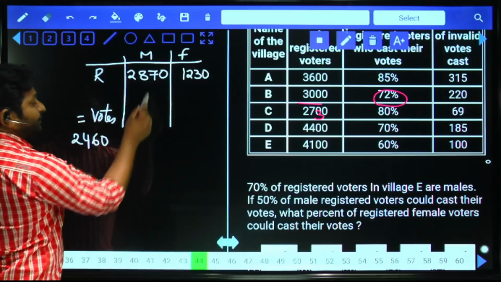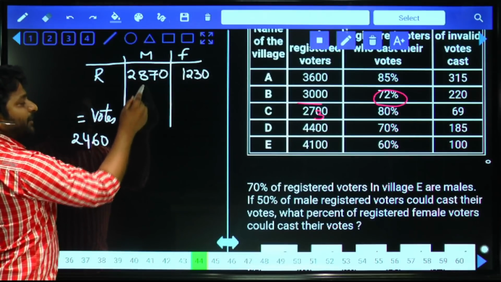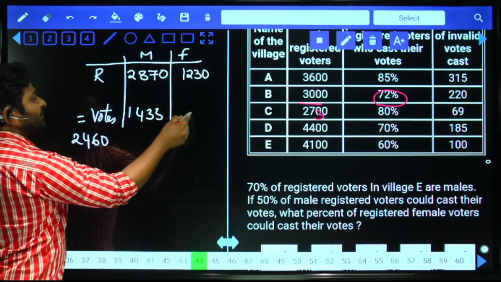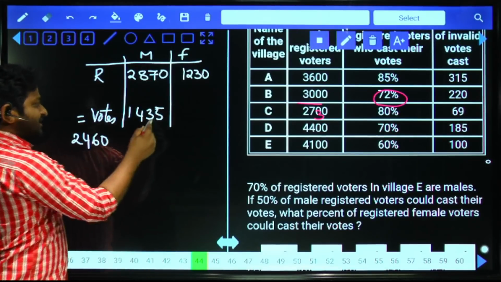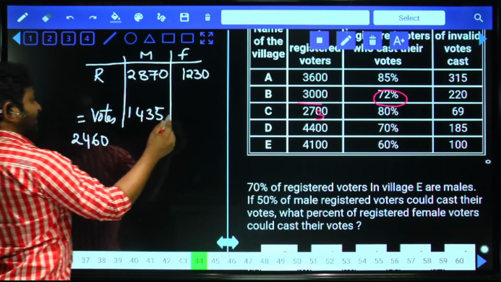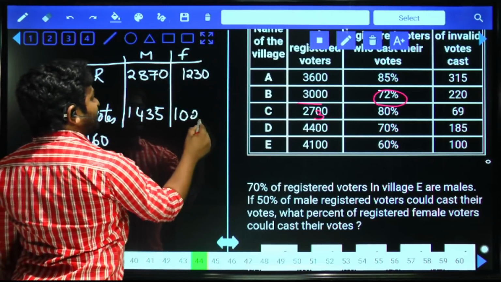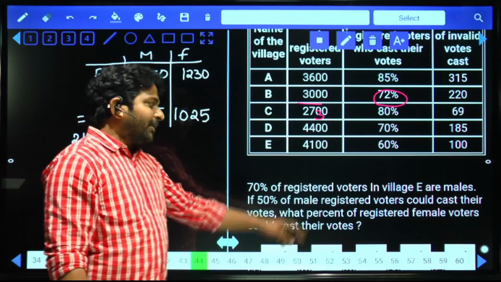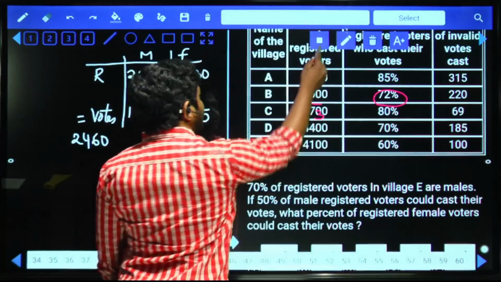Now, 50% of voters, that is 50% of voters is 1,435. Then the remaining are female only. Remaining in the sense, the difference between these two numbers, that is equal to 1,025. Now your question is, what percentage of registered female voters could cast their vote?